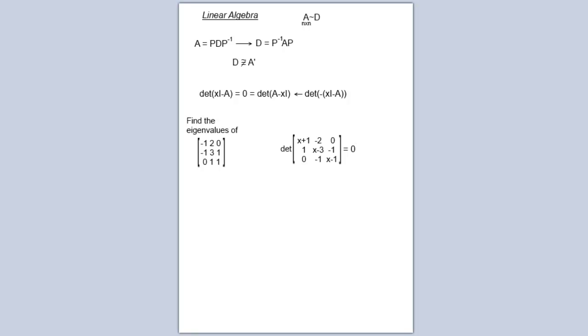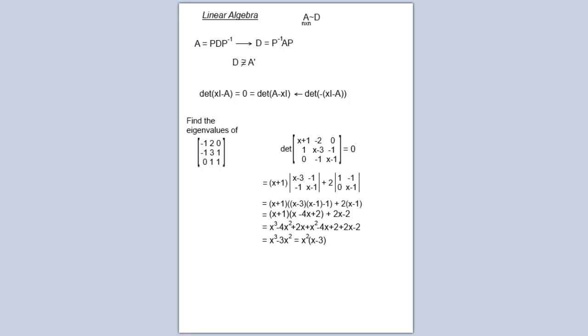So if we want to find the determinant of this, we make the minors and do a whole bunch of expansion and then simplification, and we eventually get to x squared times x minus 3, which means that the roots of this function, which we call lambda, which is the symbol for eigenvalues, are 0, 0, and 3. Since we have two zeros, we say that the eigenvalue 0 has algebraic multiplicity 2, and lambda equals 3 has algebraic multiplicity of 1, but that is inherent, and you don't need to write that.